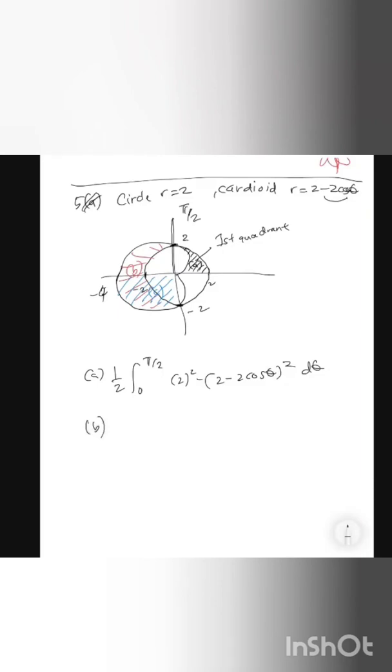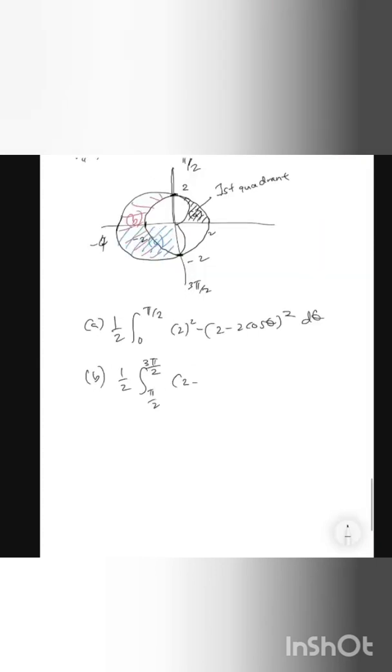B sketch B tadi dah kita jumpa semua ni, which is from pi over 2 until 3 pi over 2 lah kat bawah ni. Okay, 1 over 2 pi over 2 until 3 pi over 2. And then only that area which is the quadrant. Quadrant is 2 minus 2 cos theta squared, and then minus the circle inside circle kan.